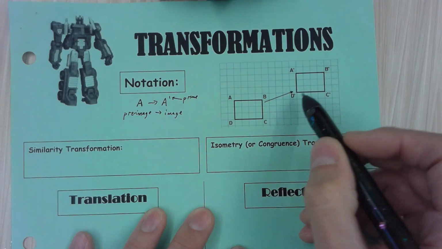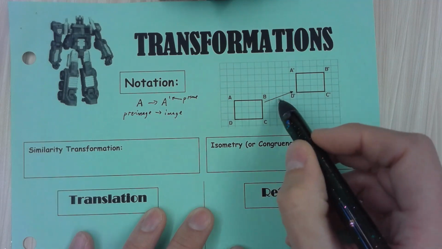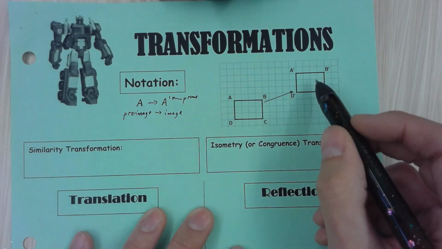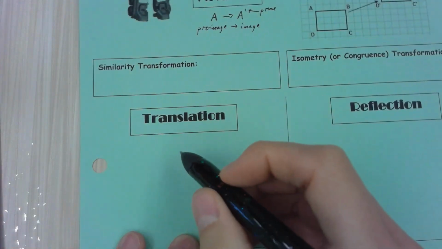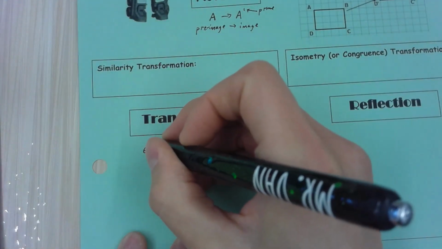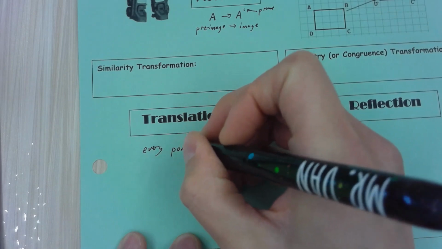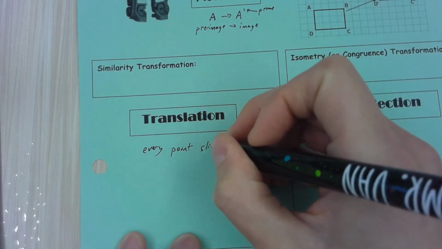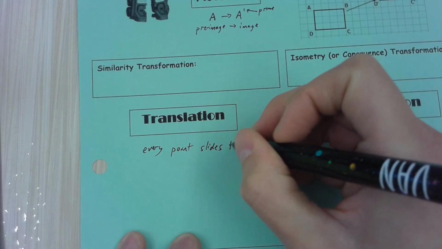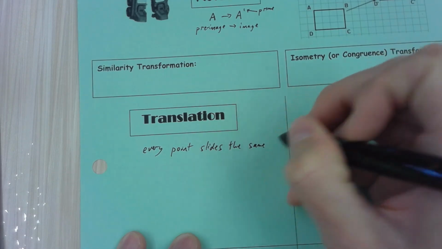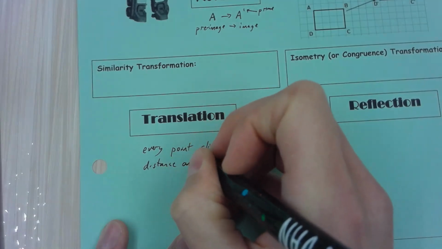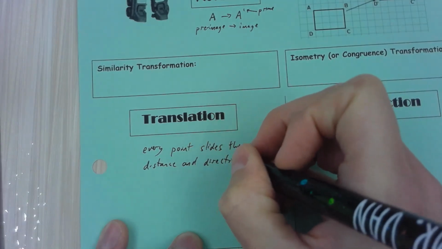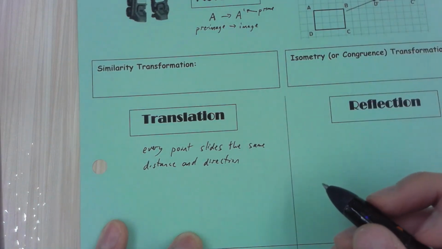So in this picture here, quadrilateral ABCD transforms into A prime, B prime, C prime, D prime. And this is the type of transformation that we're going to touch on today, called a translation, which is simply moving every part of the figure to a new location. So every point slides the same distance and direction.